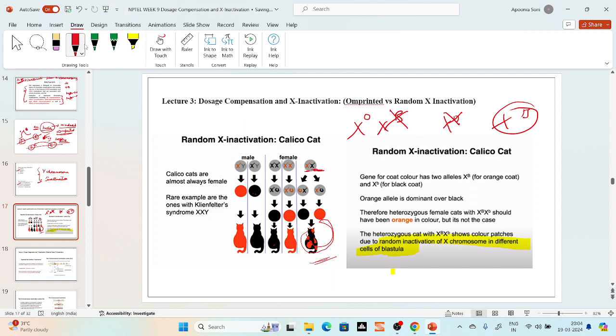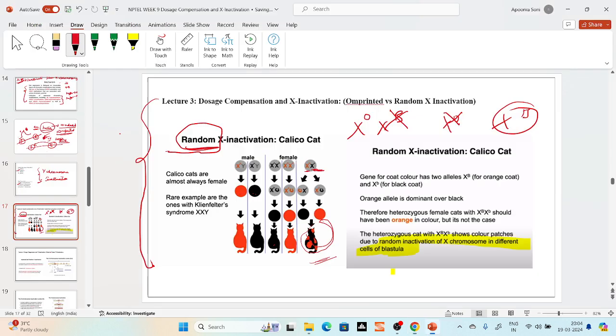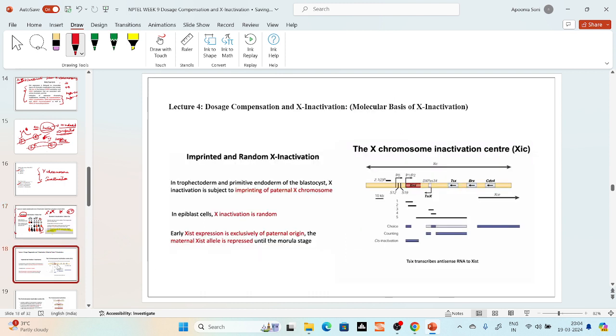So is this clear to you? This example just tells that the inactivation of the X chromosome is a random event and not a specific, predetermined or pre-made event. Is it clear to everybody, this experiment? Yes, ma'am. Okay, fine. So now we'll move further.